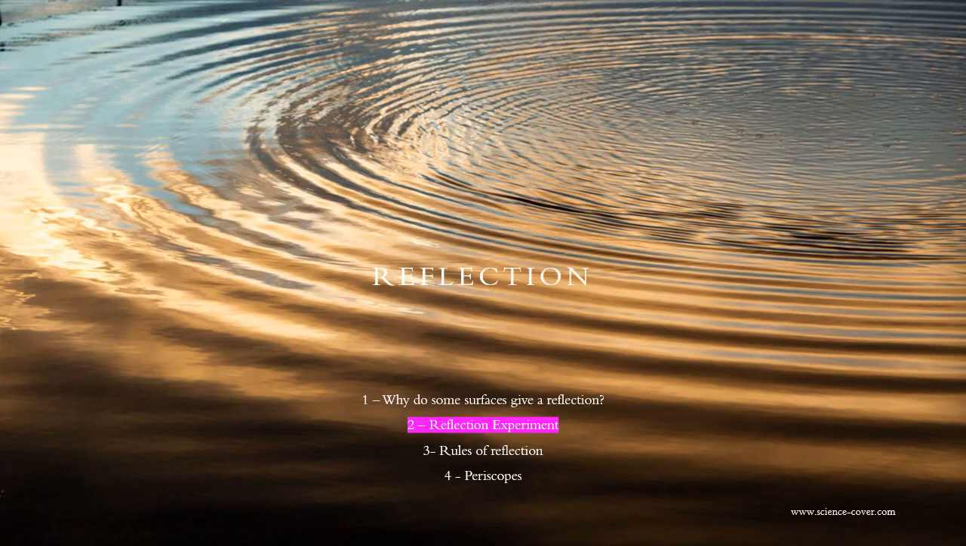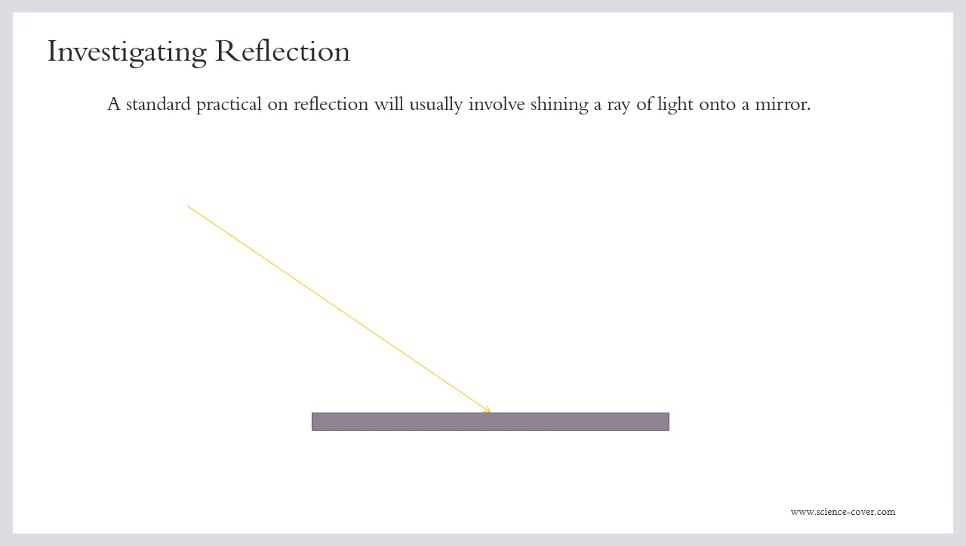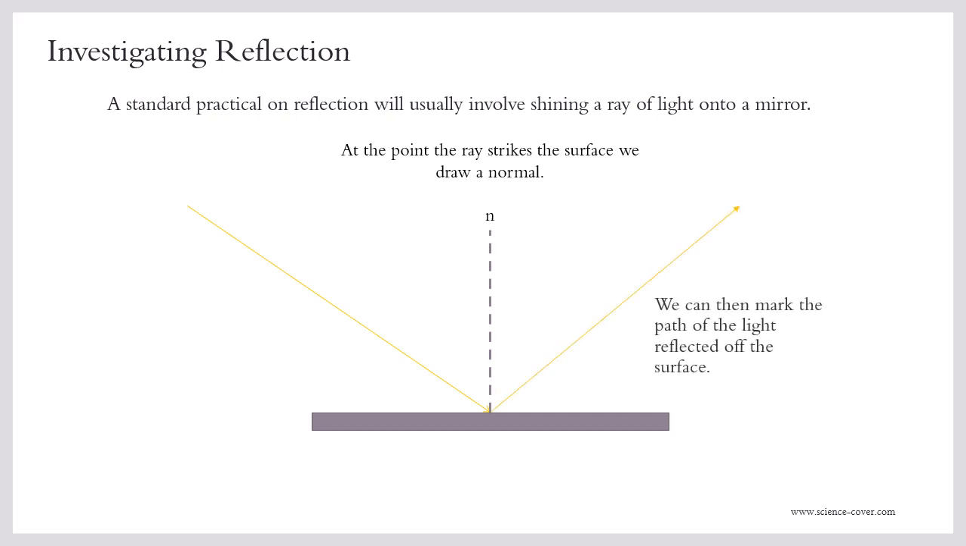Now let's look at the reflection experiment. A standard practical on reflection will usually involve shining a ray of light onto a mirror. At the point where the ray of light strikes the mirror, we draw a normal. This is a dotted line at 90 degrees to the surface. We can then mark on the path of light reflected off the surface.